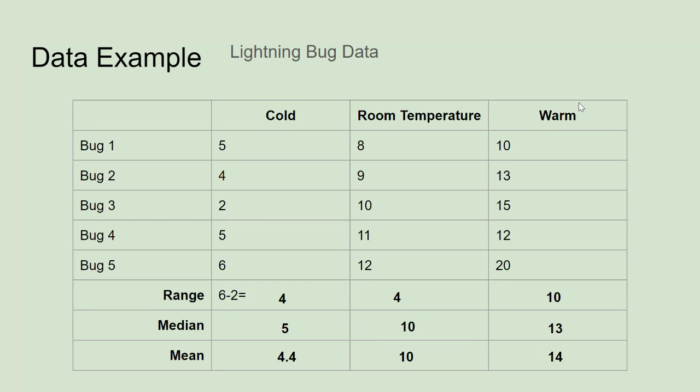The median would be the middle number if you put them in order from smallest to largest. And the mean is if you add all the numbers up and divide by the number of data points, you would get that. So in this case, you would add 5 plus 4 plus 2 plus 5 plus 6, and you would then divide by 5 because there were 5 data points.